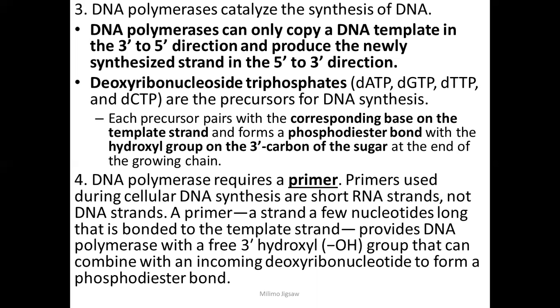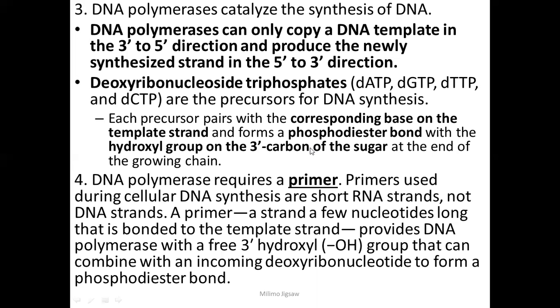This DNA polymerase enzyme is able to add deoxyribonucleoside triphosphates, which are the precursors for DNA synthesis. Remember, DNA is a polymer of nucleotides, so the DNA polymerase adds nucleotides. Each precursor pairs with the corresponding base on the template strand, which leads to the formation of a phosphodiester bond with the hydroxyl group on the 3' carbon of the sugar at the end of the growing chain. So a phosphodiester bond forms at the 3' end.